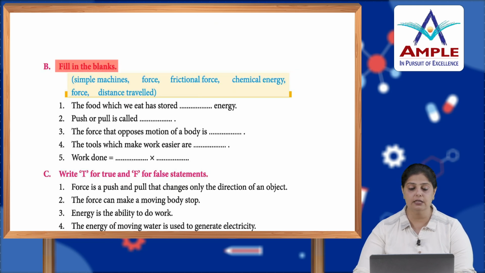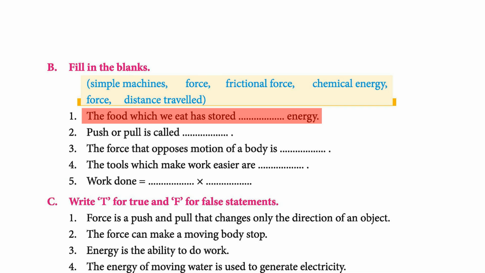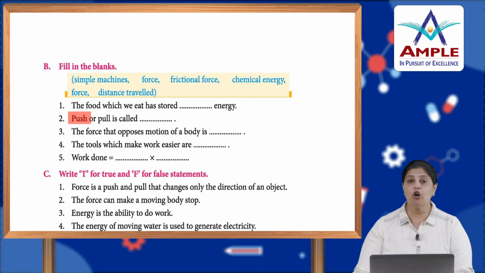Now fill in the blanks. The food which we eat has stored dash energy. What type of energy has the food that we eat stored into it? It is the chemical energy. Okay. Push or pull is called force. The force that opposes motion of a body is frictional force. The tools which make our work easier are called simple machines, and work done is equal to force multiplied by the distance travelled.